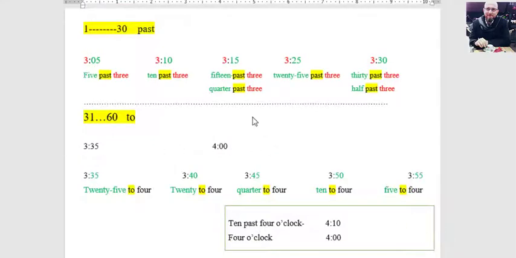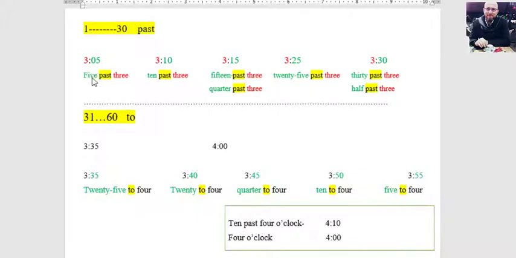Okay guys, so let's see how we say the time in English. In some languages, they say 3 and 5 minutes. In English, we start with minutes. So 5 minutes starts with five. After that, you say 5 and 3, the opposite. But we don't say and, we say past. So we say 5 past 3. What does past mean here? It's the same as after. Like 5 after 3.